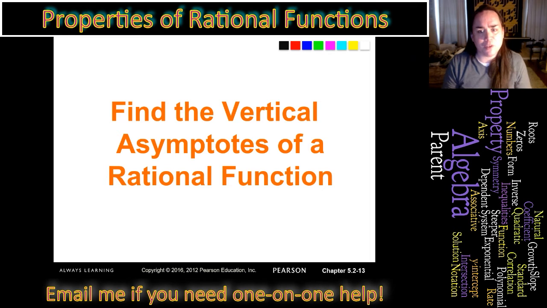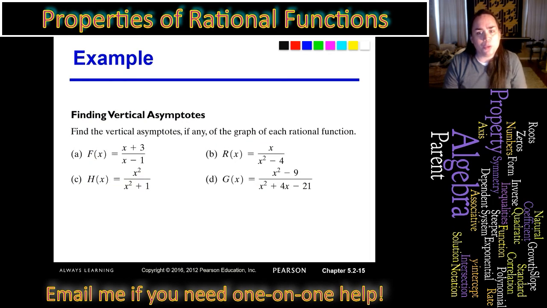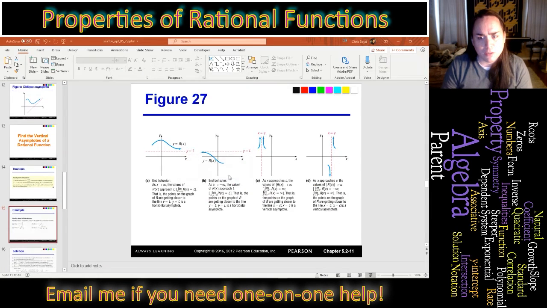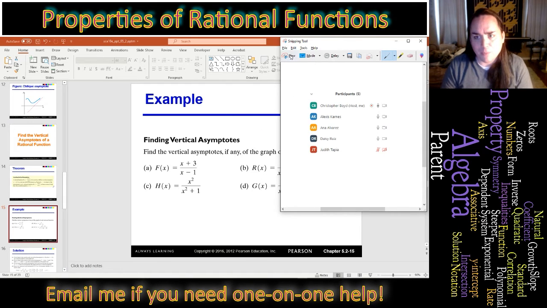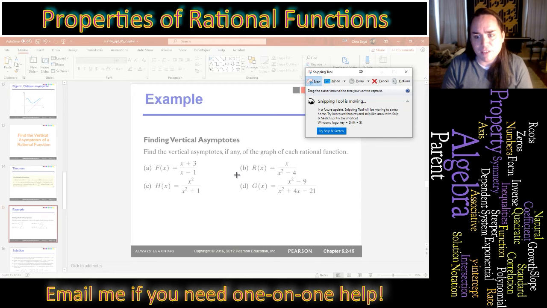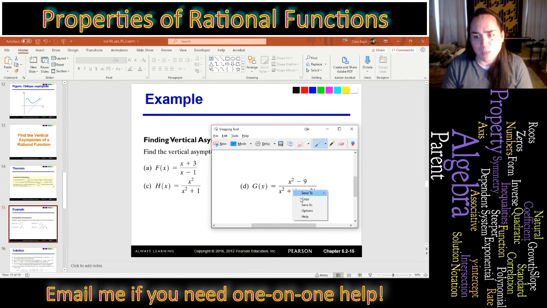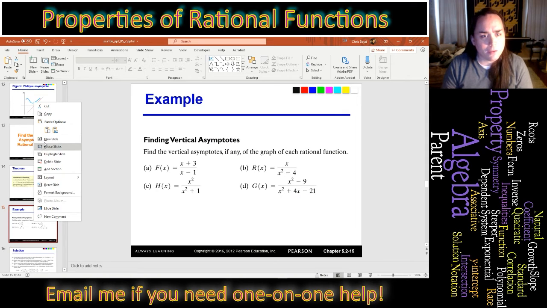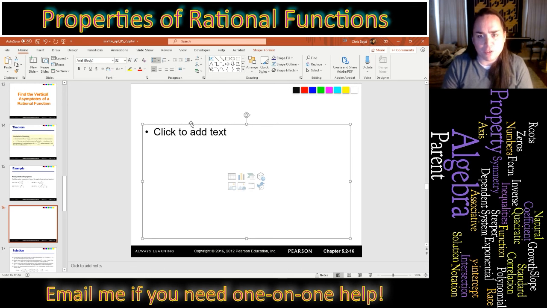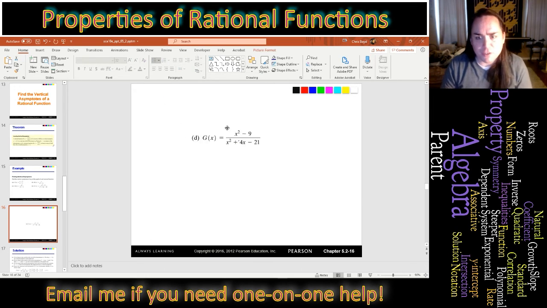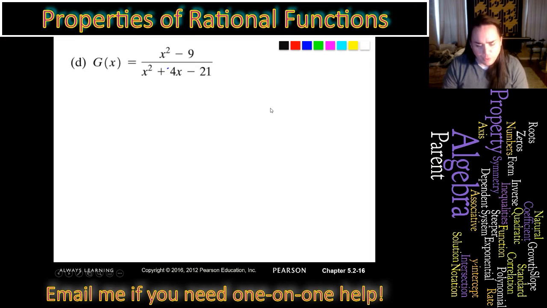So, find the vertical asymptotes of a rational function. I'm actually going to do you one better. I'm going to show you how to do this. You're going to love this. Okay, I'm going to take this expression and copy it into a new slide. I'm going to teach you how to factor an expression or a function. Let's just show you what I'm going to do here. Okay, so here's what we're going to do.